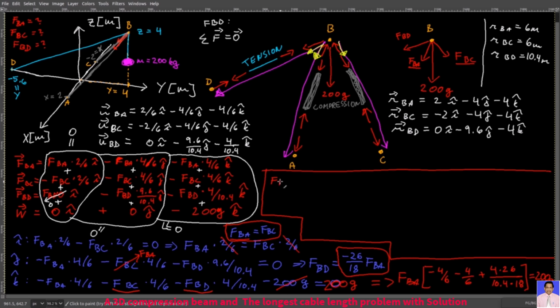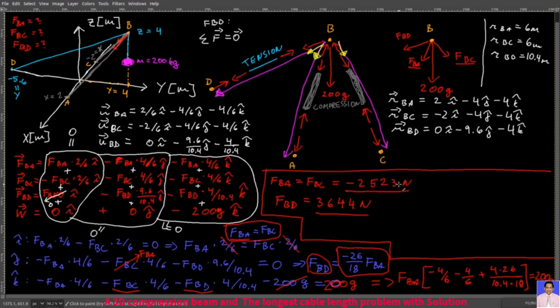And if you calculate your FBA from this equation, which also equals FBC, because they are equal to each other, you will have minus 2523 newtons. And from that, you can calculate your FBD, which equals 3644 newtons. Note that FBD is positive and FBA and FBC are negative.